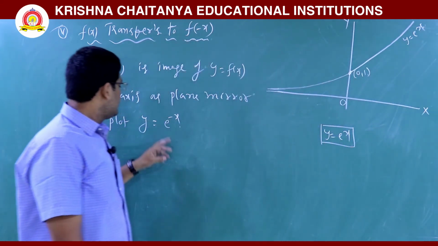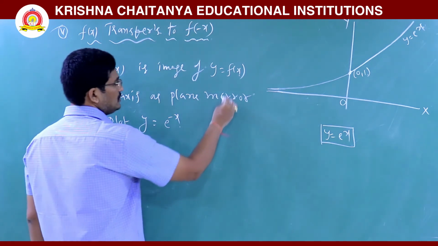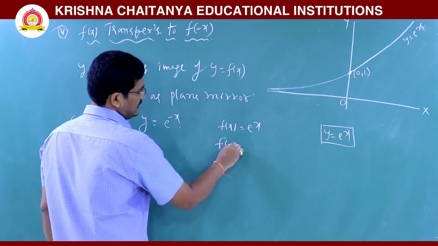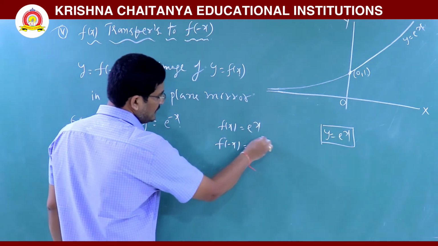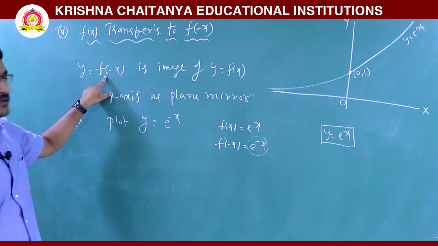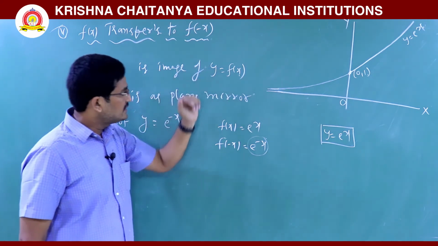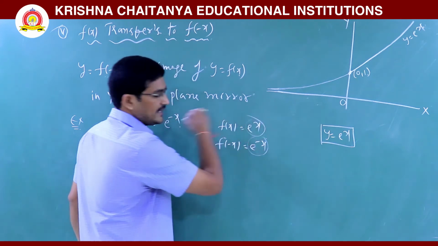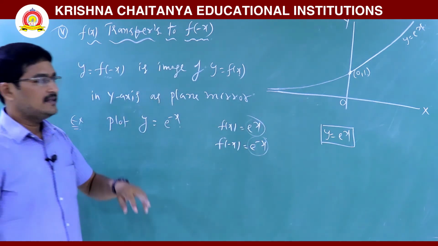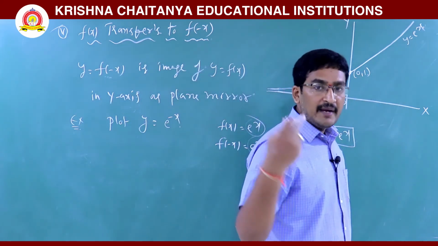Now what do we need? We need y equal to e power minus x. If f of x is equal to e power x, then f of minus x is e power minus x. So to get the curve f of minus x, we have to find the image of f of x, that is, the image of e power x, in the y-axis as a plane mirror. We have the curve y equal to e power x and we need y equal to e power minus x.